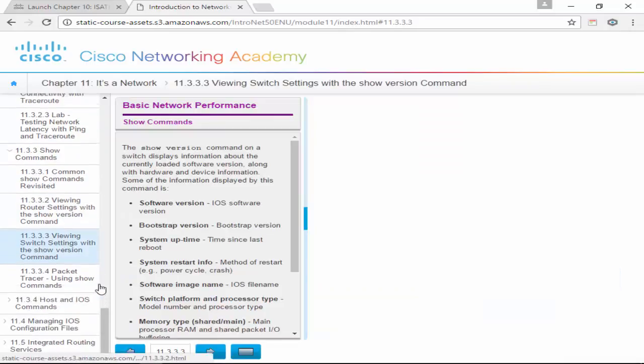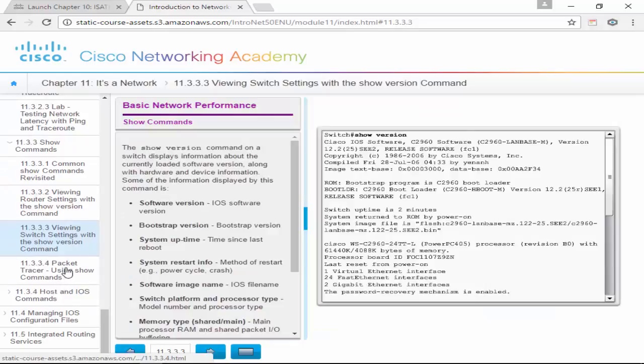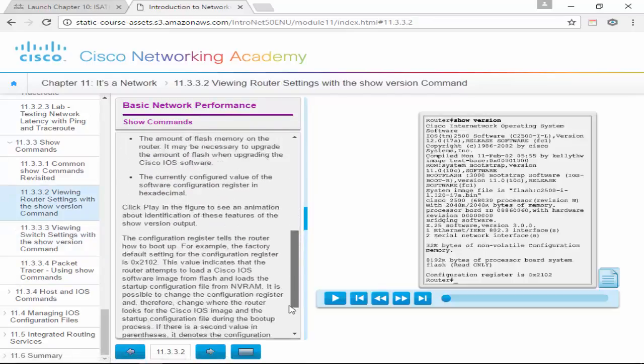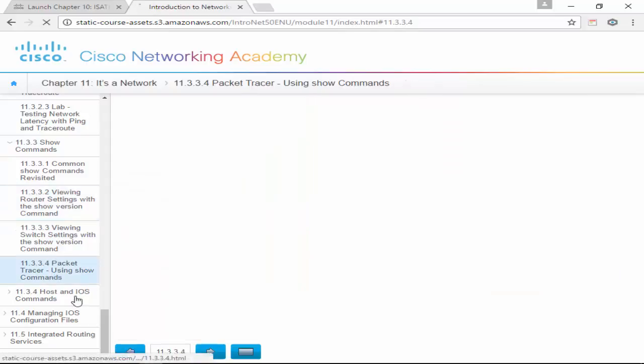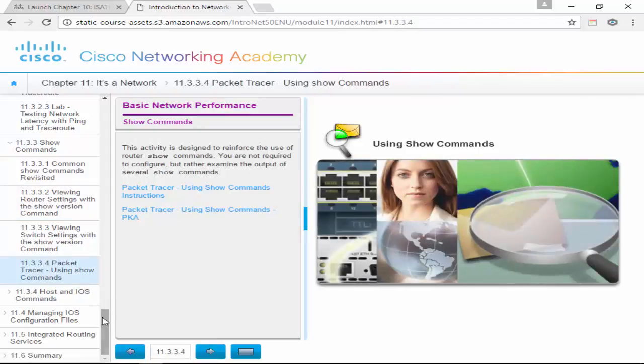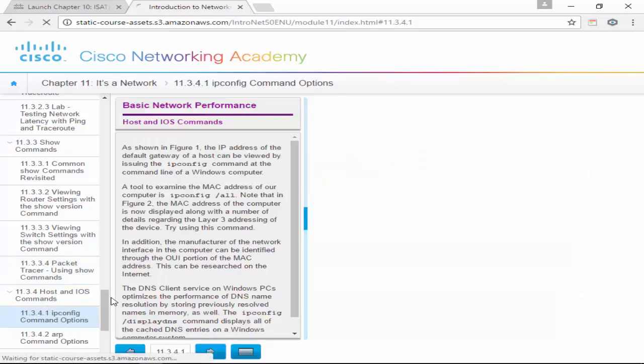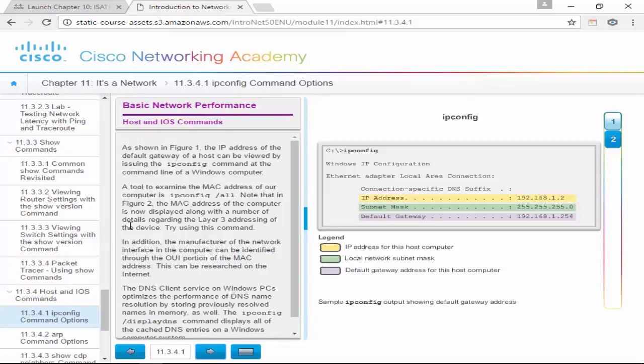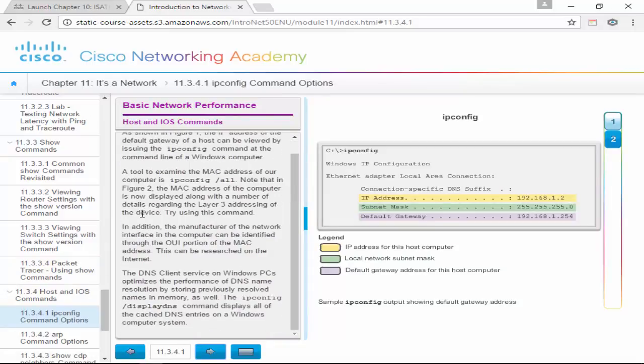Little video about watching those. Viewing switch settings with the show version command. You can go through there again. I mean, this is just showing you what is in the show version on the different devices. There's Packet Tracer. I definitely try out this Packet Tracer and use some of those show commands so you know how to do them, because they never go away.